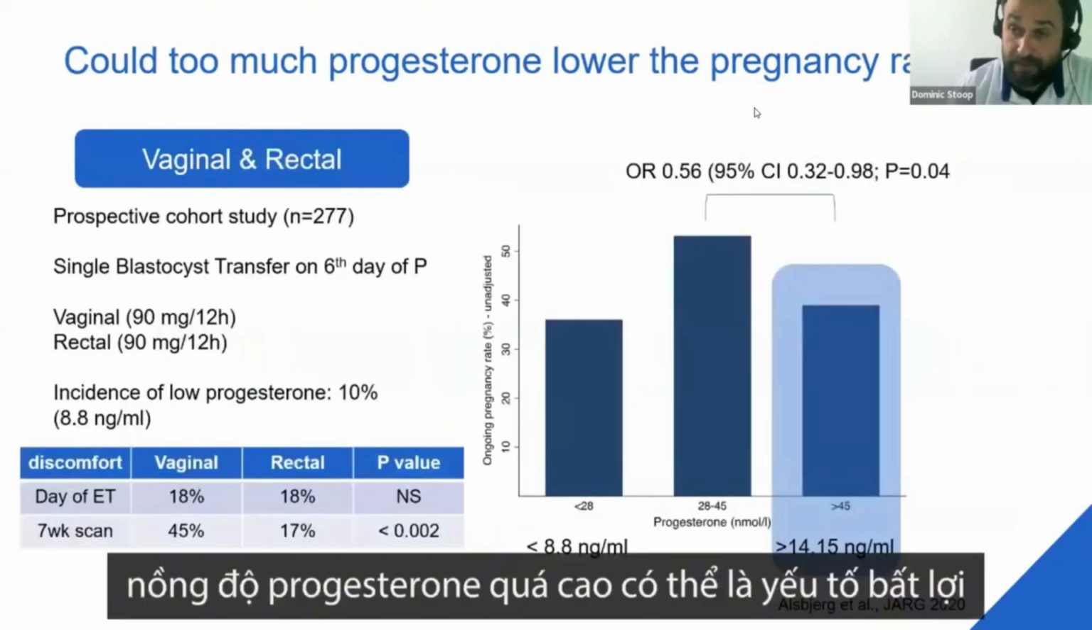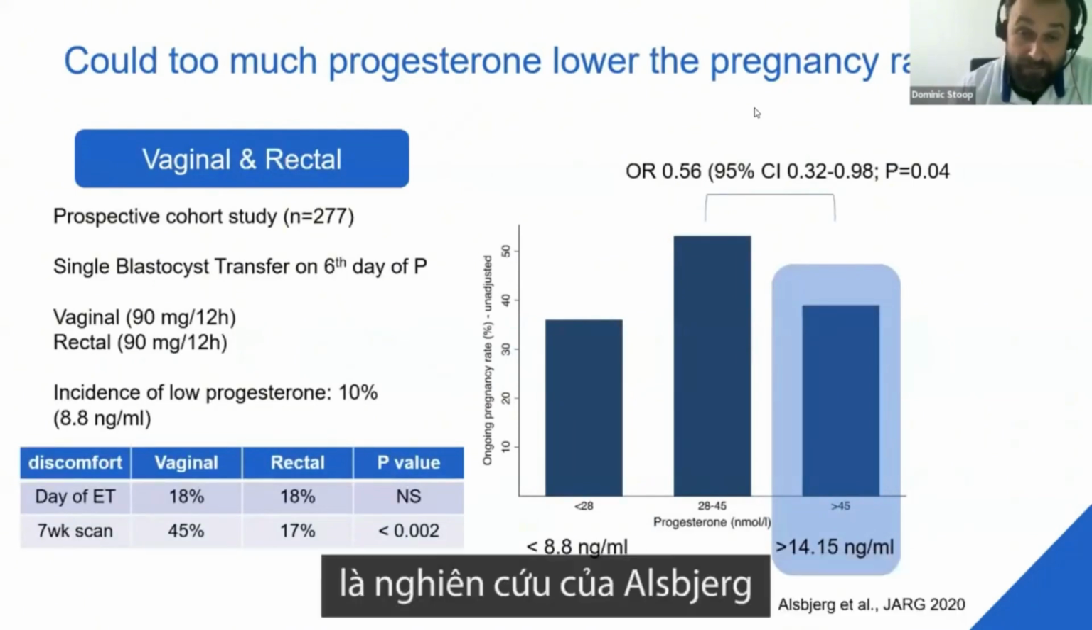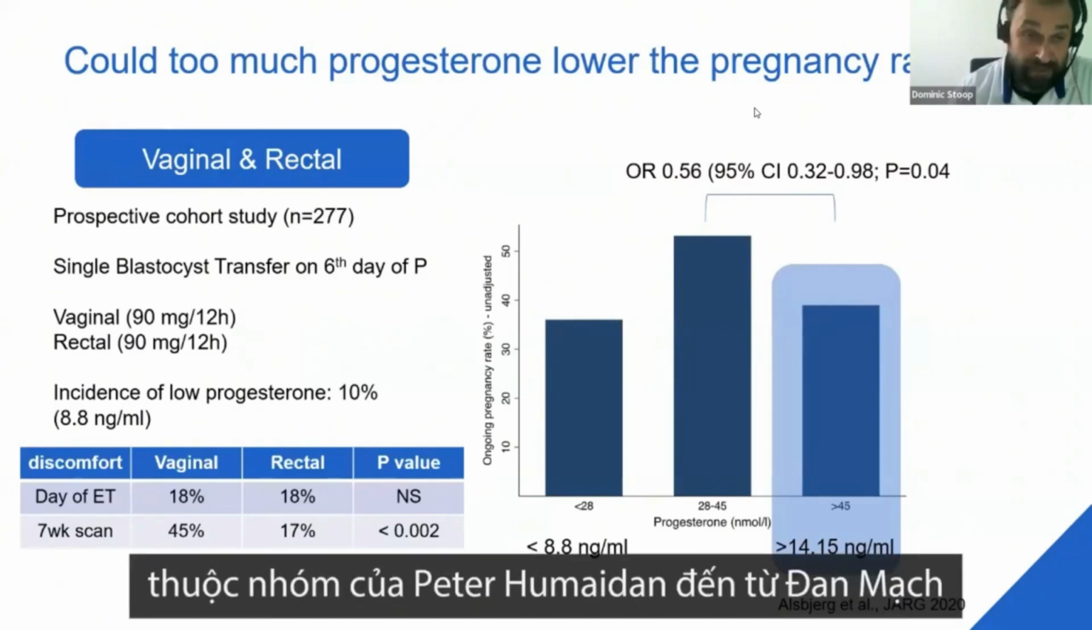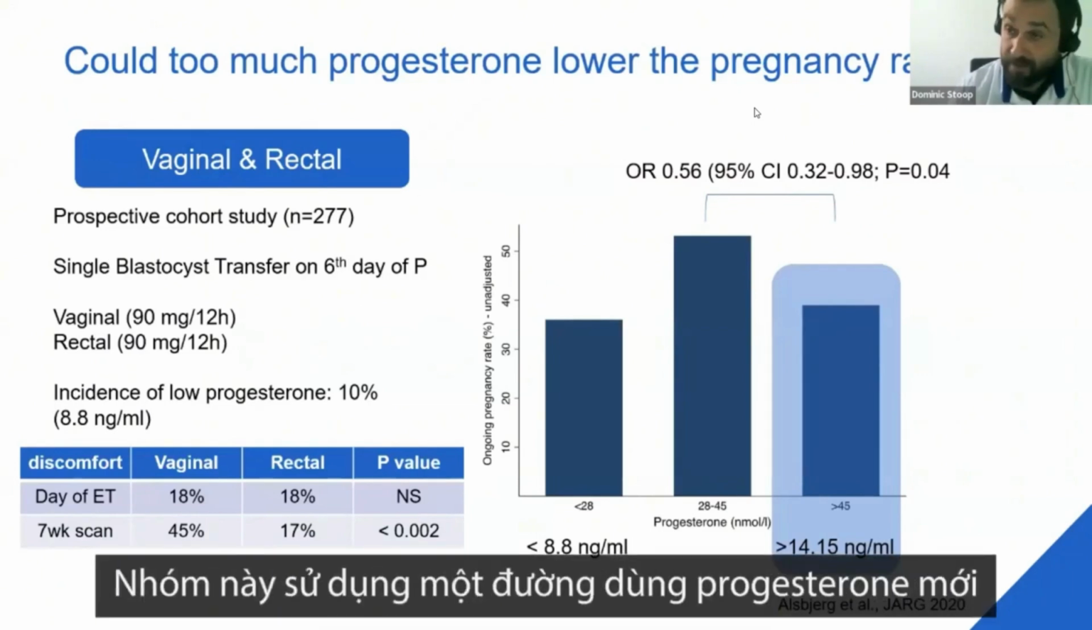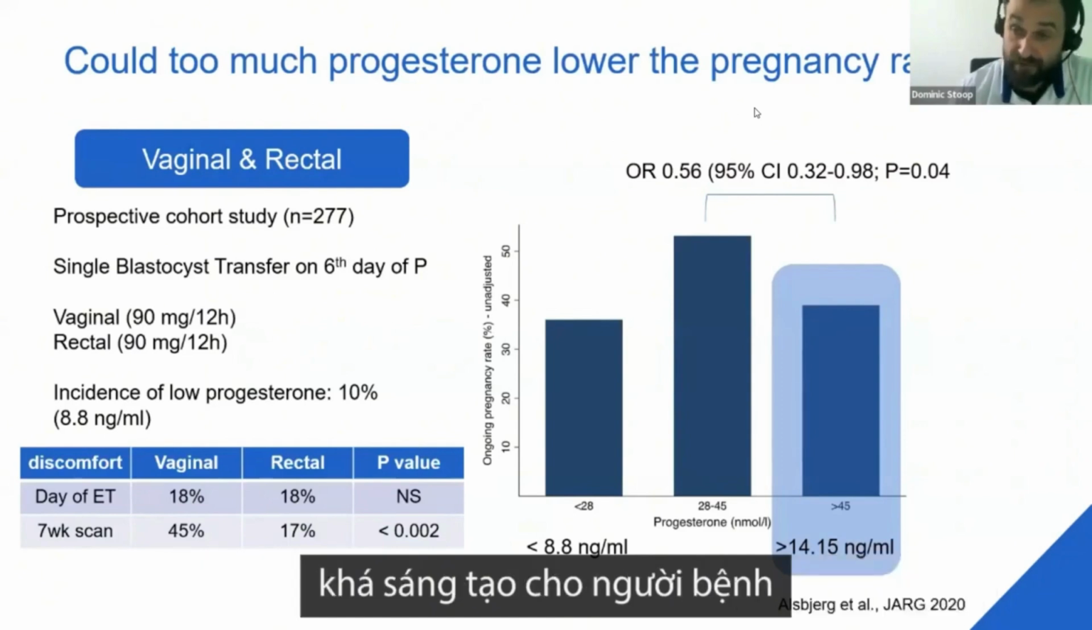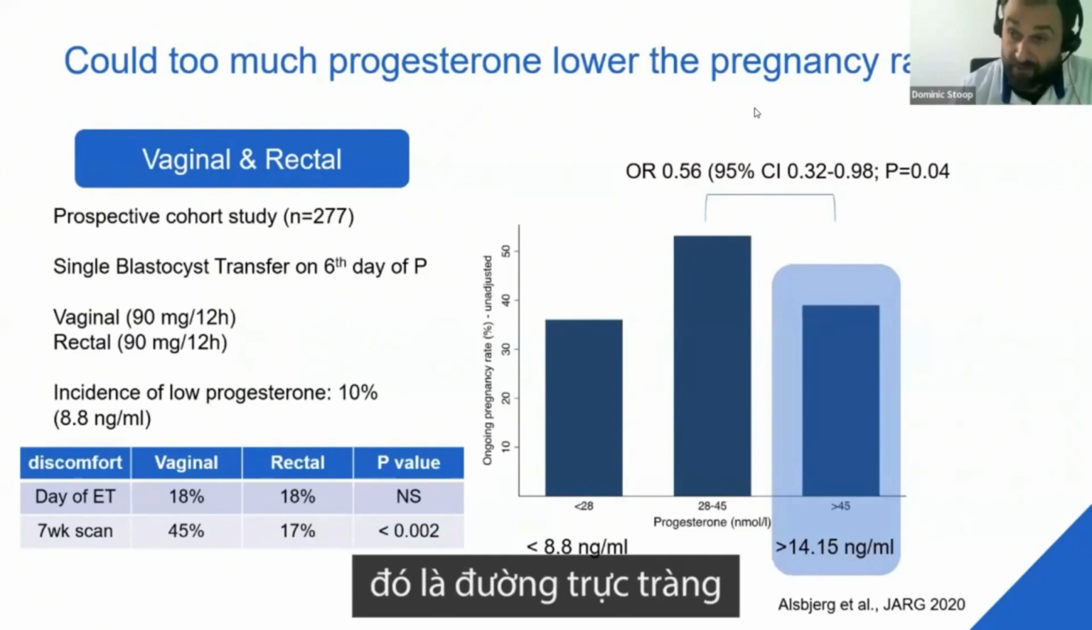Another study that was indicating that progesterone could be too high comes from the study from Alsbeck. It's from the group of Peter Humaidan from Denmark, where they have a quite innovative way to find a new route to administer progesterone to our patients, and it is a rectal way.